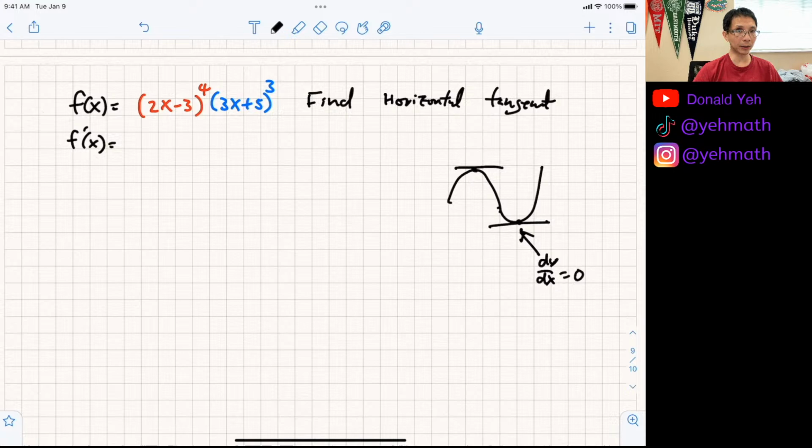I just want you to take a derivative. Don't worry about the horizontal tangent, but take a derivative with the chain rule and product rule correctly. I'll give you a minute to do it before I go over it, and we're going to simplify it together.